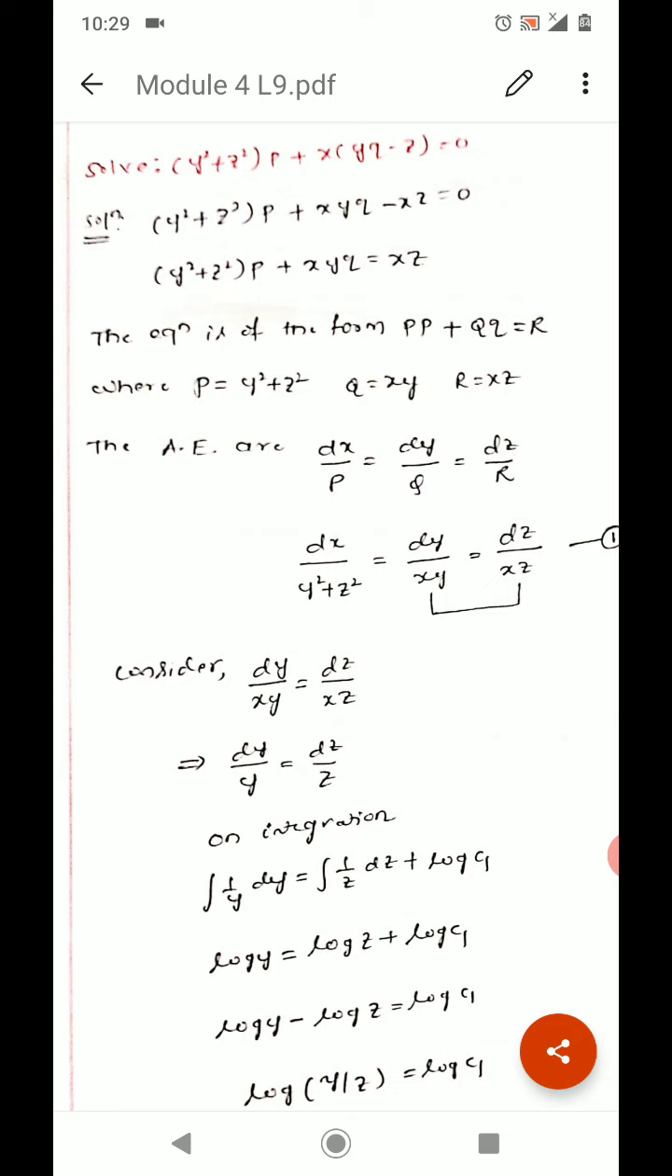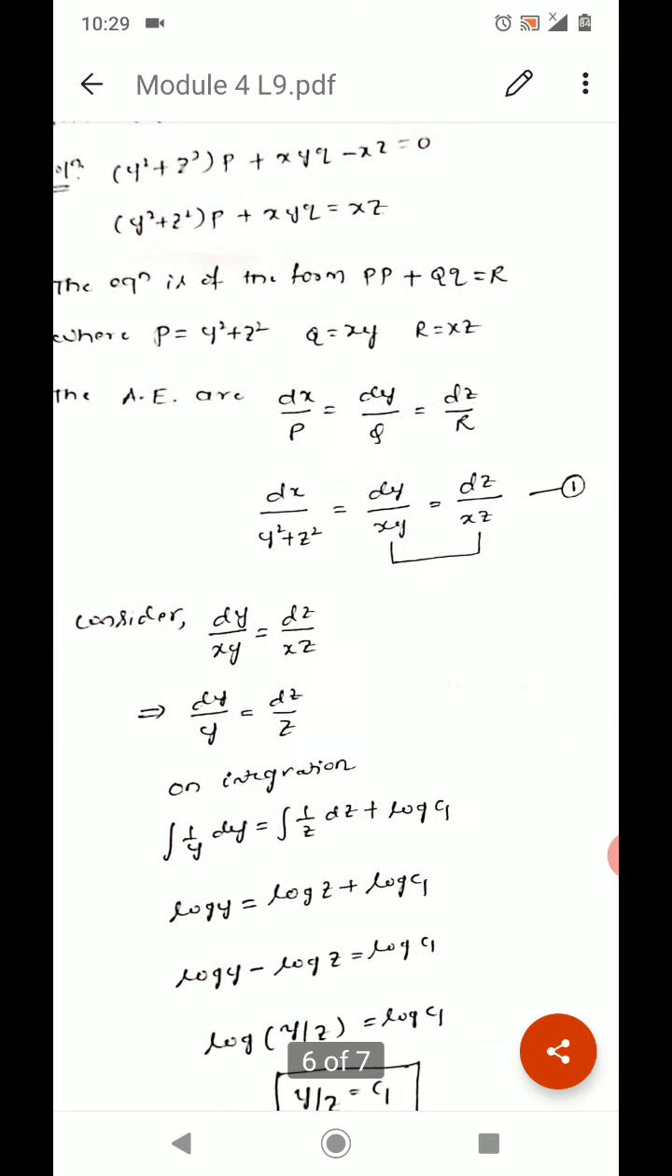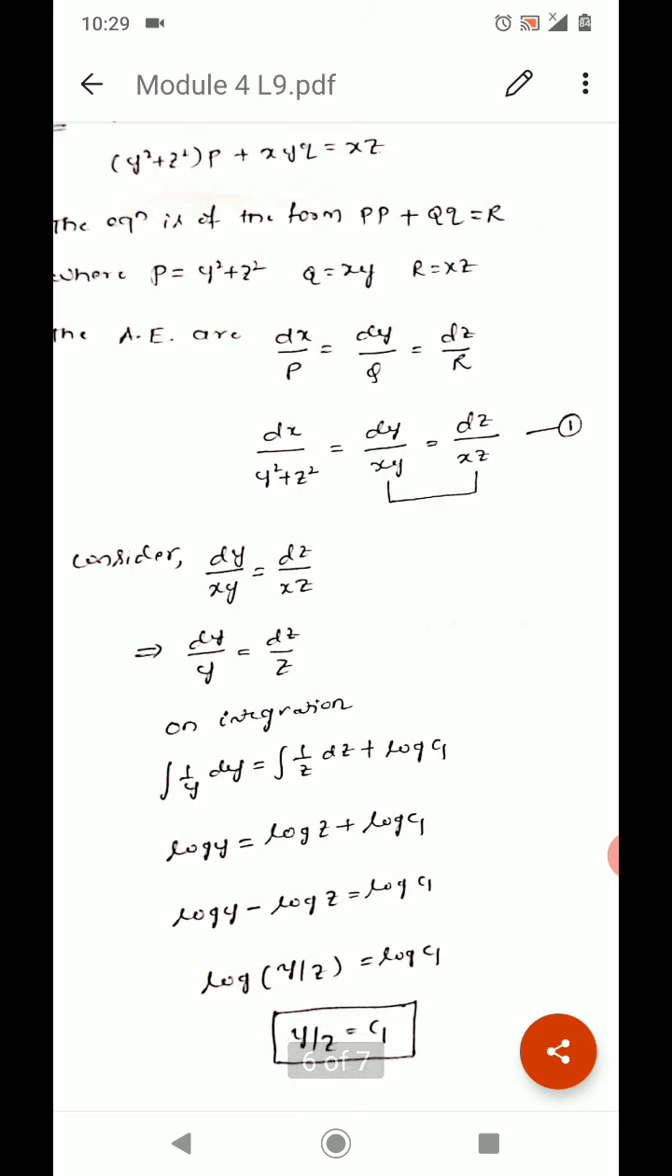The auxiliary equation becomes dx by (y square plus z square) equal to dy by xy equal to dz by xz. Take this as equation 1. Now consider the second pair, that is dy by xy is equal to dz by xz. Since we can easily simplify this, by cancelling x in the denominators, we get dy by y is equal to dz by z.